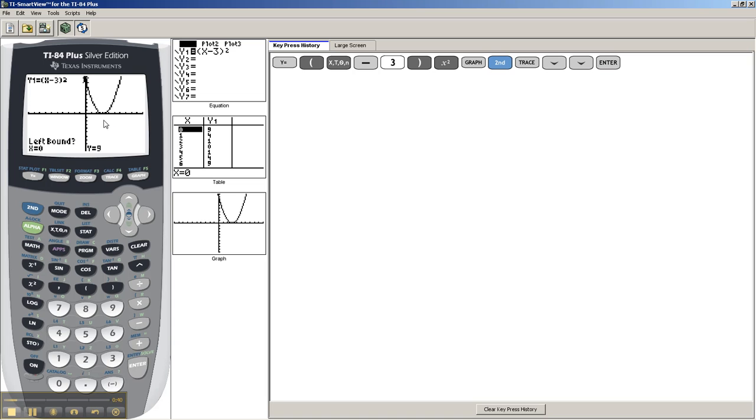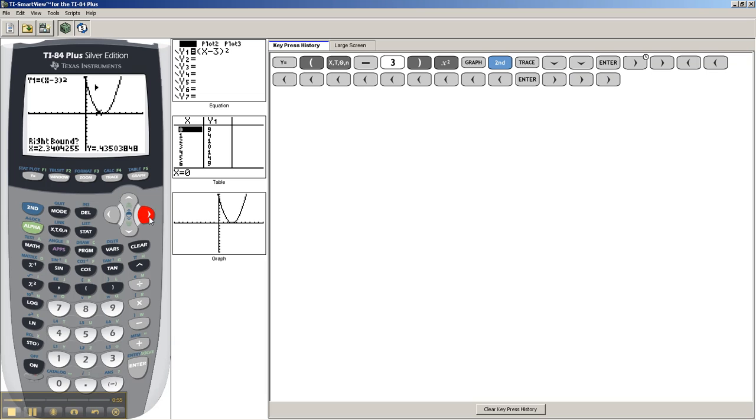And it actually starts, there's two ways. It asks for left bound, right? You can navigate a little bit closer to where you know the minimum is going to be for the left bound. So navigate to there, then right bound. And then it asks you for a guess.